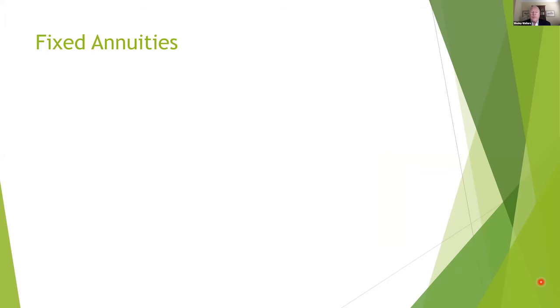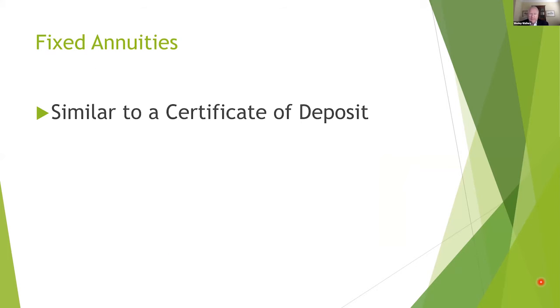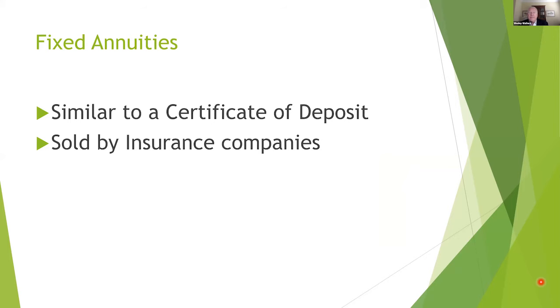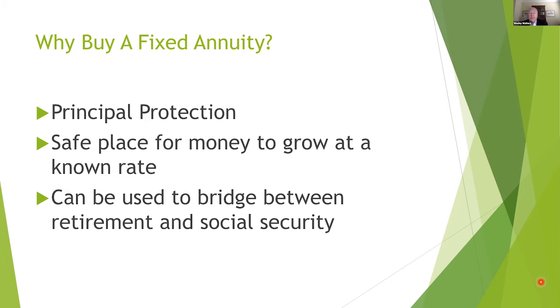So let's look at a little more detail at a fixed annuity. They are similar to a certificate of deposit as they pay a set rate for a set amount of time. No matter where you got one, if you buy one, it is created and sold by insurance companies. So whether you get one at a brokerage house or a bank or an independent advisor, it is an insurance product. As I mentioned, it pays a fixed interest rate for a fixed time period.